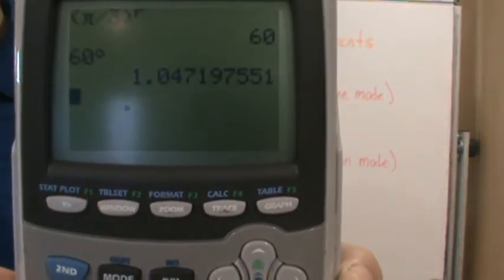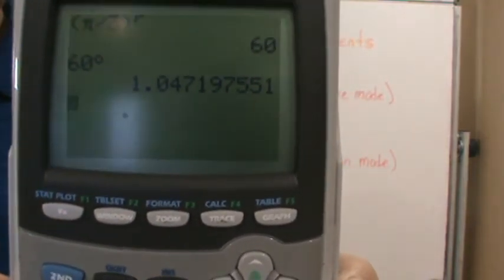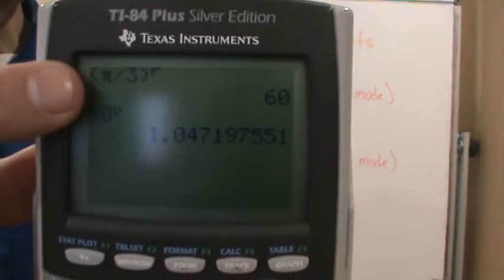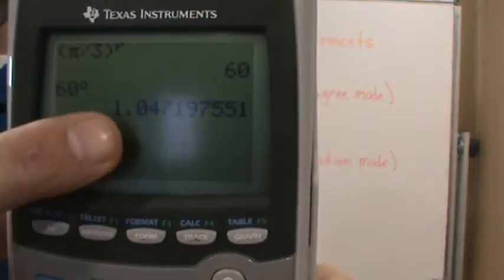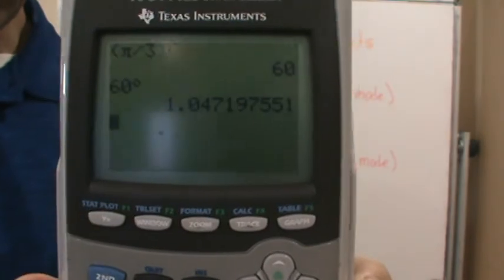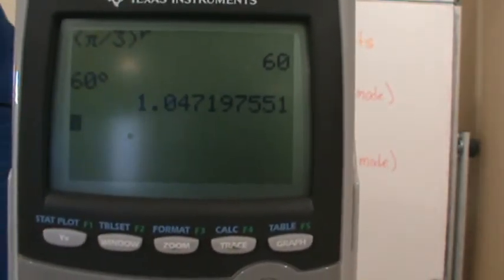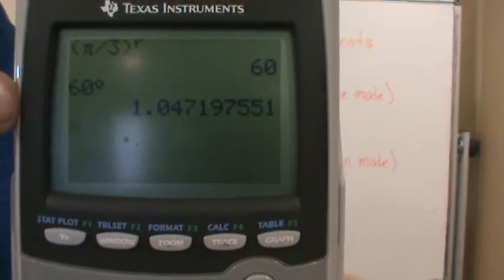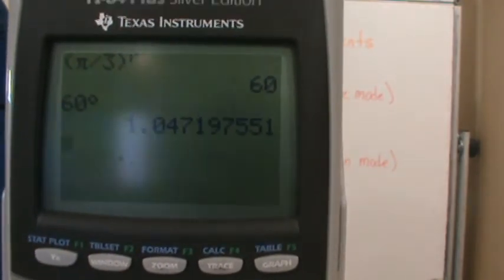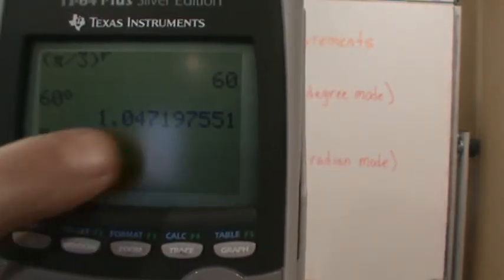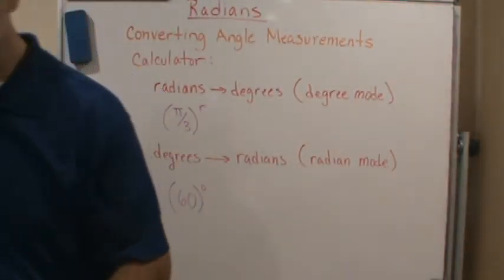Now if I hit enter, it gives me 1.047197551 radians. So it didn't give me back pi over 3, right? So this is an approximation. So that's one of the things you have to understand, is that even though 60 degrees is the same as pi over 3 radians, your calculator is just going to give you the decimal form. Okay? But that's how your calculator works.